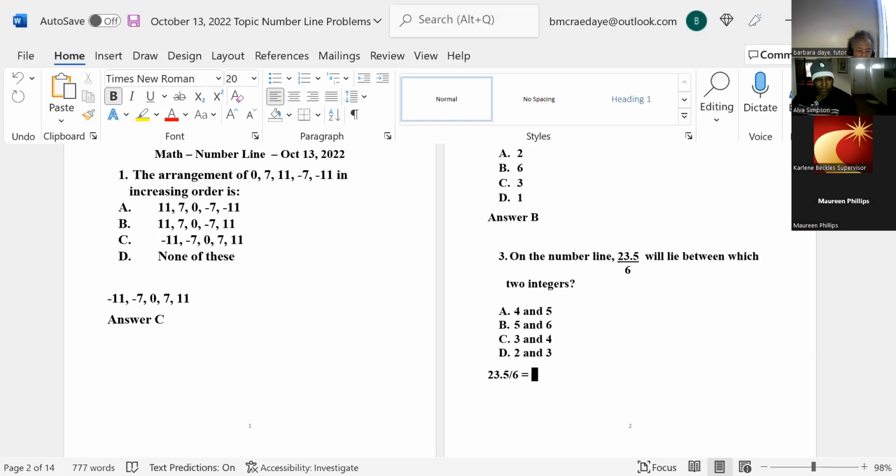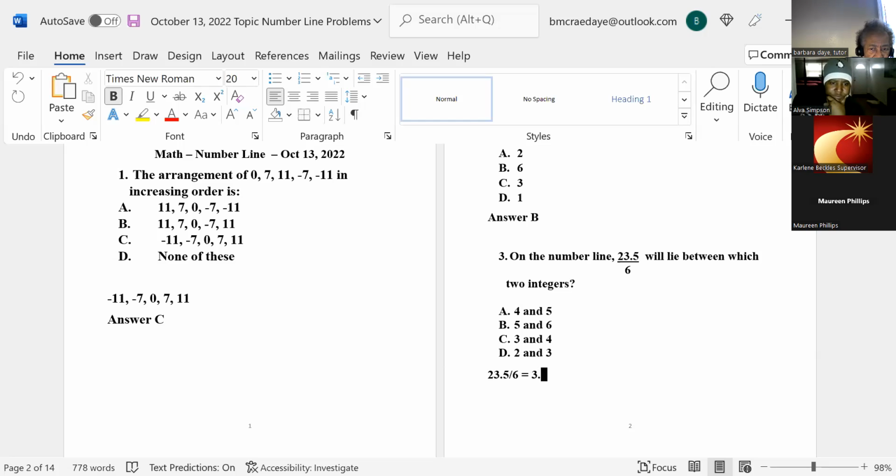Well, you know what the first number is going to be, right? It's going to be 6, so it's C. Okay, so what did you get when you divide 23.5 by 6? What number did you get? I got 3 and 3 point something. What came after the decimal? 3 and 4.